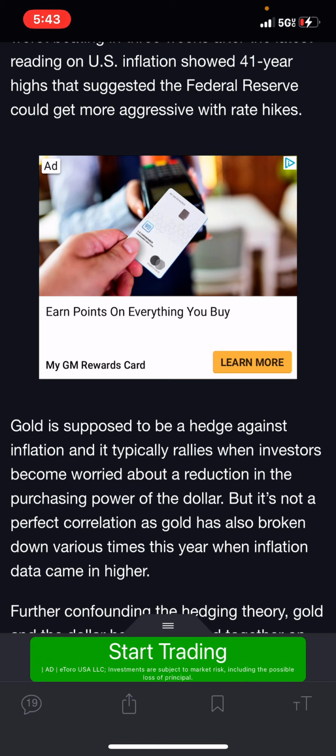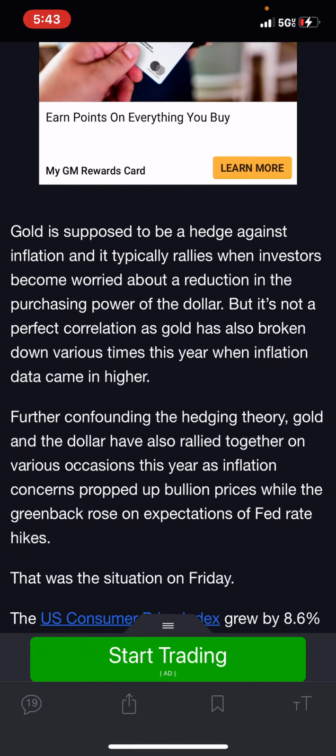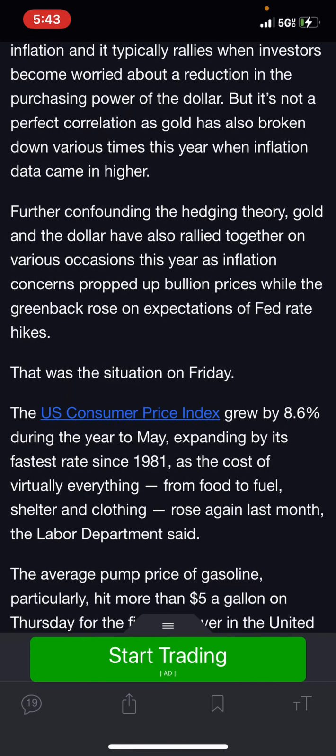So gold is supposed to be a hedge against inflation, and it typically rallies when investors become worried about the reduction of the purchasing power of the US dollar, which means that they inversely trade against each other. But it's not a perfect correlation, as gold has broken down various times this year when inflation data has come in higher.